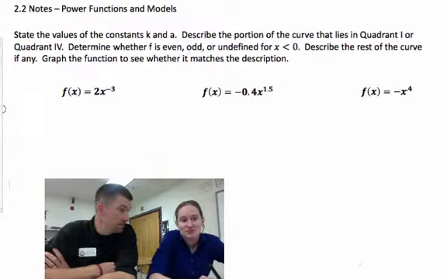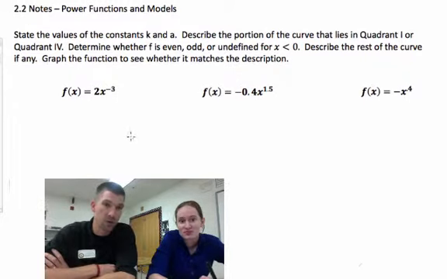State values. So we're going to do what we did on the previous slide. We talked about all the different shapes of these graphs, and now we're going to apply it. State the values of the constants k and a. So 2 and -3 for that first one. K is the number in front of x, and a is our power, so it's -3.